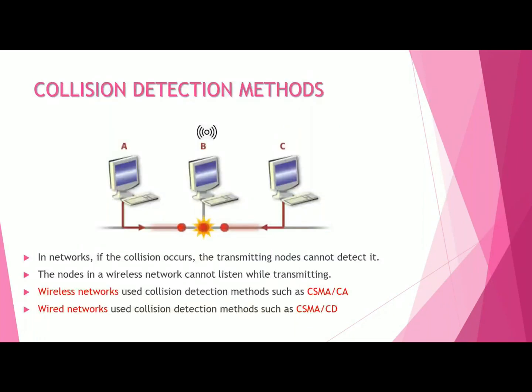In networks, if a collision occurs, the transmitting nodes cannot detect it. This is because the nodes in a wireless network cannot listen while transmitting. For wireless networks, strategies are adopted that avoid collision rather than detecting it. Wireless networks implement this using a special protocol called CSMA CA. Wired networks used collision detection methods such as the CSMA CD protocol.